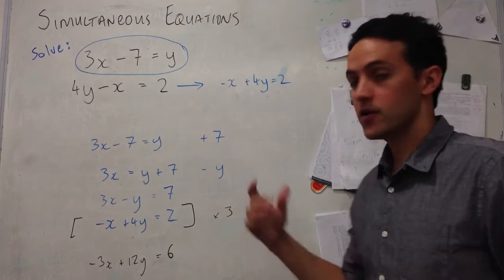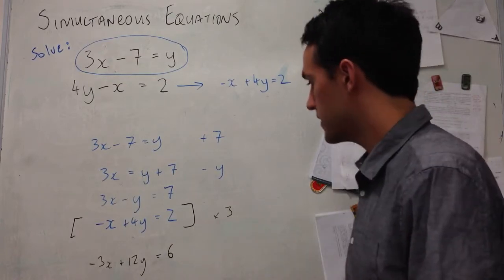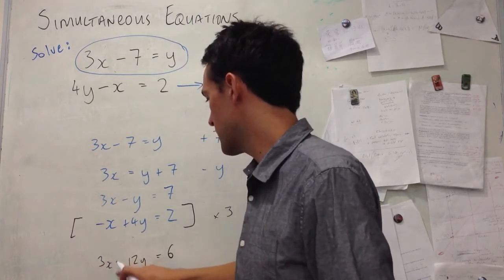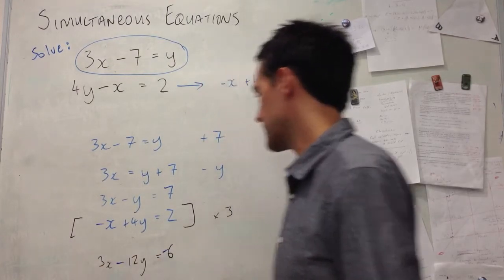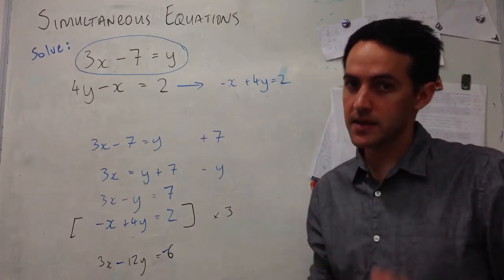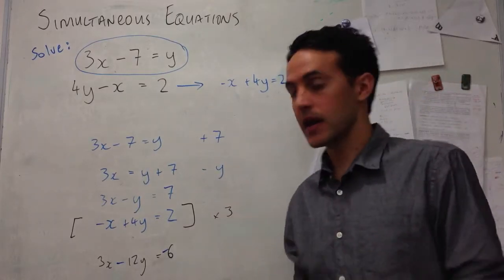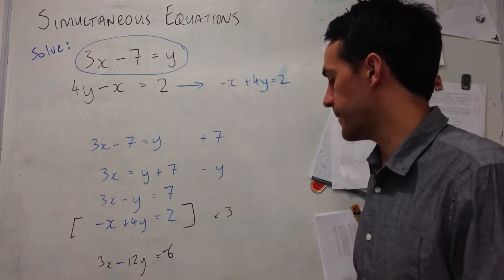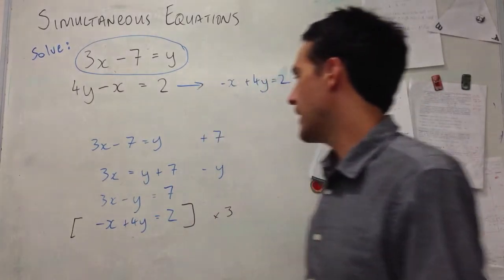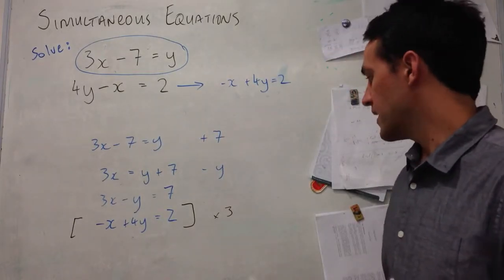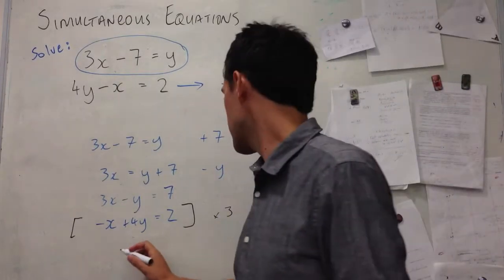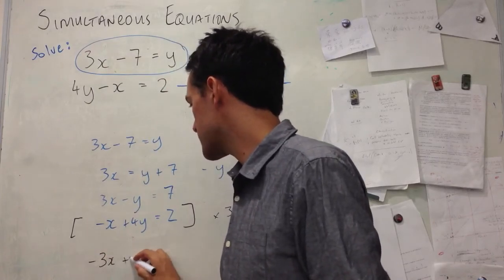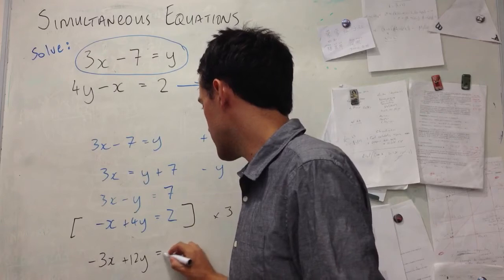If I multiplied it by negative 3, then I would have positive 3x minus 12y equals negative 6. So it's exactly the same whether I do it by positive or negative 3, just all of the negatives or positives change around. And then it just depends how I want to deal with the next step. So let's for the moment just multiply it by 3. So I'm going to have negative 3x plus 12y equals 6.